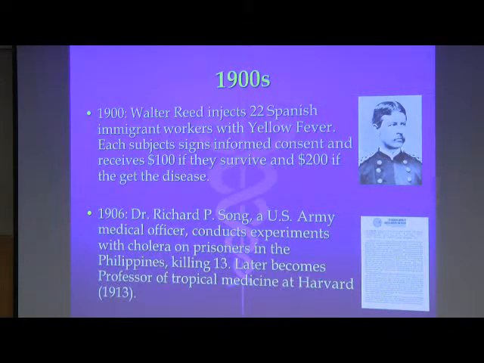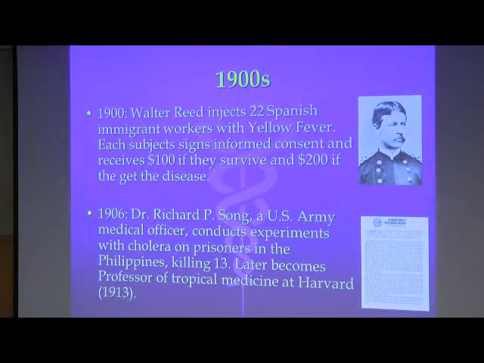In 1900, Walter Reed injects 22 Spanish immigrant workers with yellow fever. Each subject signs informed consent and receives $100 if they survive, and $200 if they get the disease. And so here you have this concept of, is this coercion of some sort? We're going to give you this monetary compensation, which in 1900 was not a small amount of money. So $100 if they survive, and $200 if they get the disease. That would be seen as coercion.